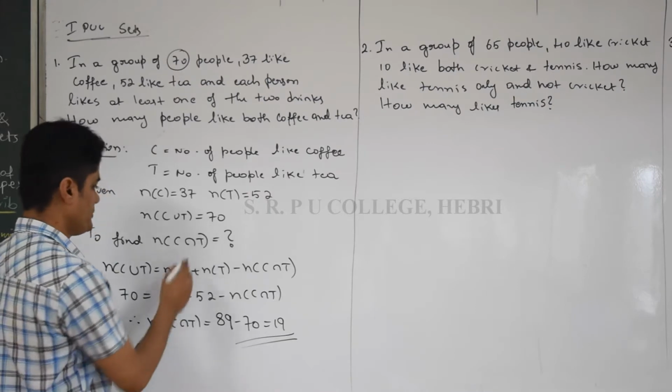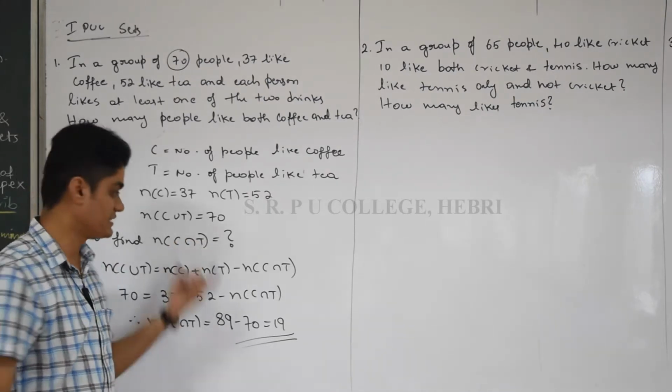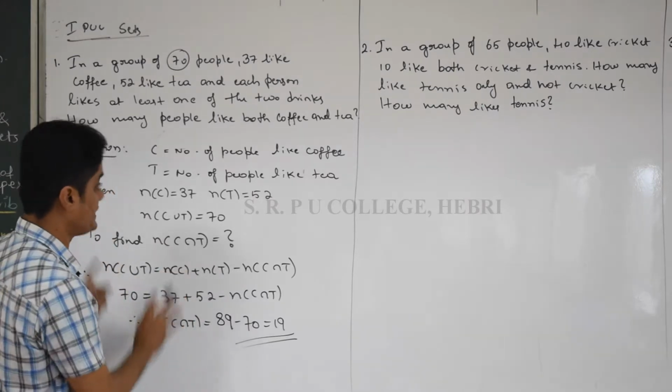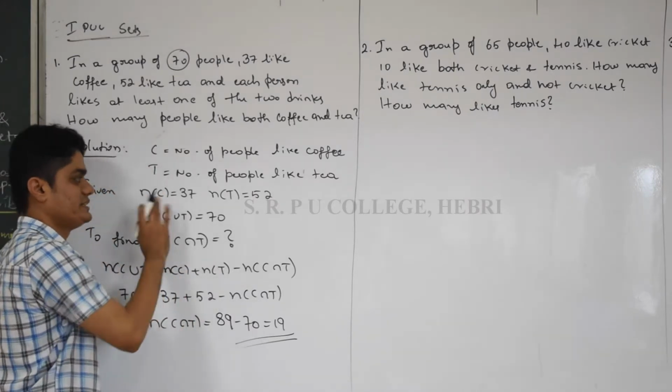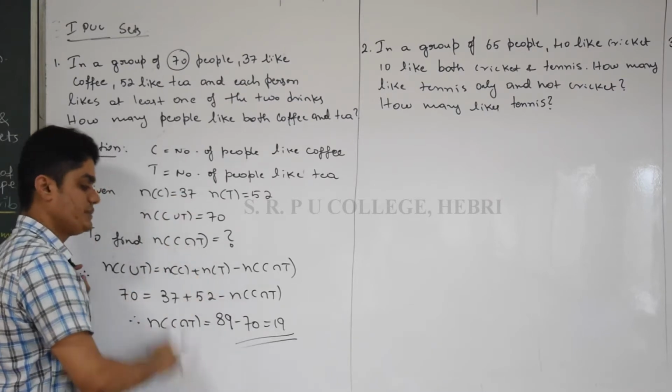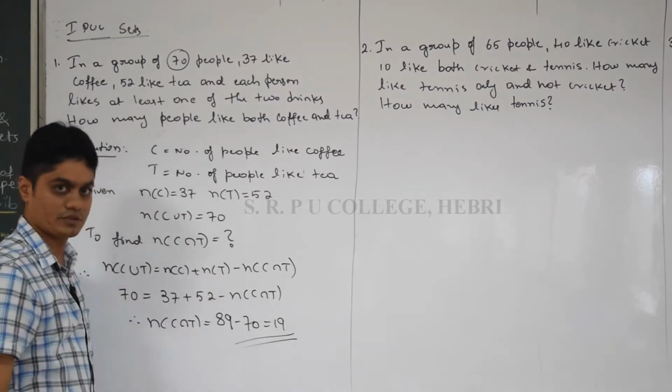Do not use a Venn diagram because C intersection T is missing. If it is given, then the Venn diagram is easy. I will show you in the coming problems. Did you understand this problem? This is the procedure you must write. You should mention what C and T are. You should write what is given, what is required, and what formula you know, then substitute and simplify. You will get the answer. Got it? Very good.